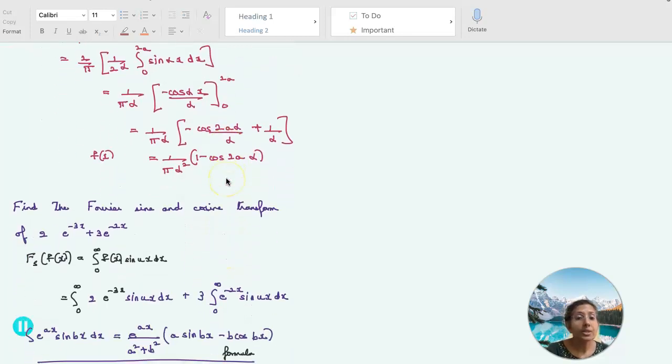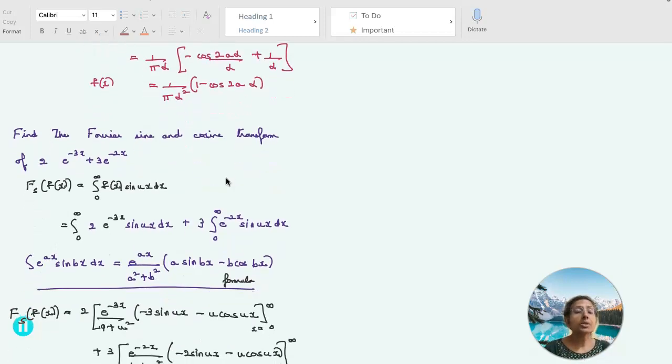Coming to the next question, find the Fourier sine and cosine transform of 2 e raised to minus 3x plus 3 e raised to minus 2x. So Fs of f(x) will be integral 0 to infinity f(x) sine ux dx. That will be the Fourier sine transform: integral 0 to infinity 2 e raised to minus 3x sine ux dx plus 3 times integral 0 to infinity e raised to minus 2x sine ux dx.